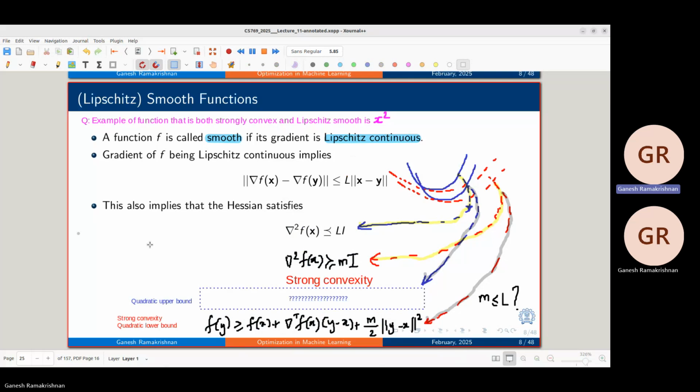So can you suggest what this expression might look like? Do you think it will just look like the same thing? L by... and what will happen to the inequality here? Will the inequality remain the same? F of y is greater than or equal to f of x.